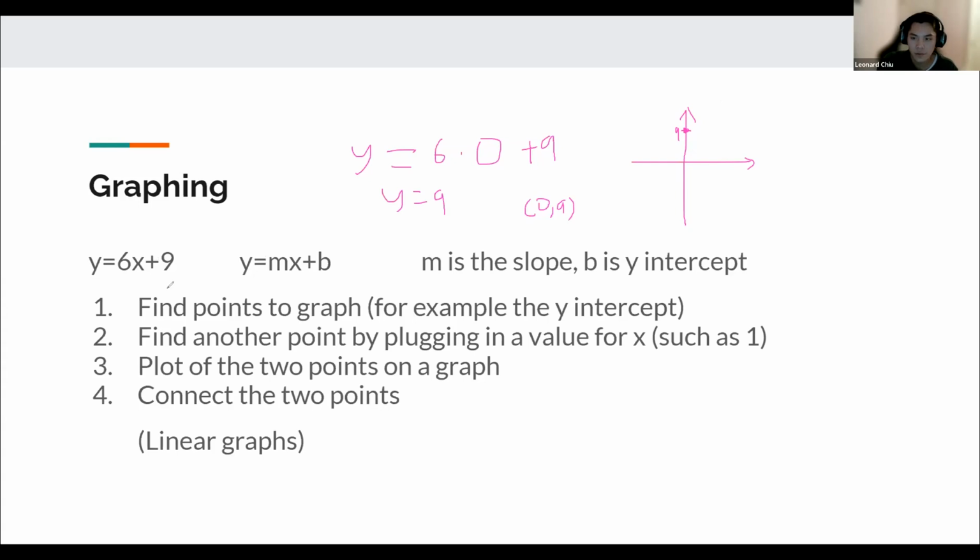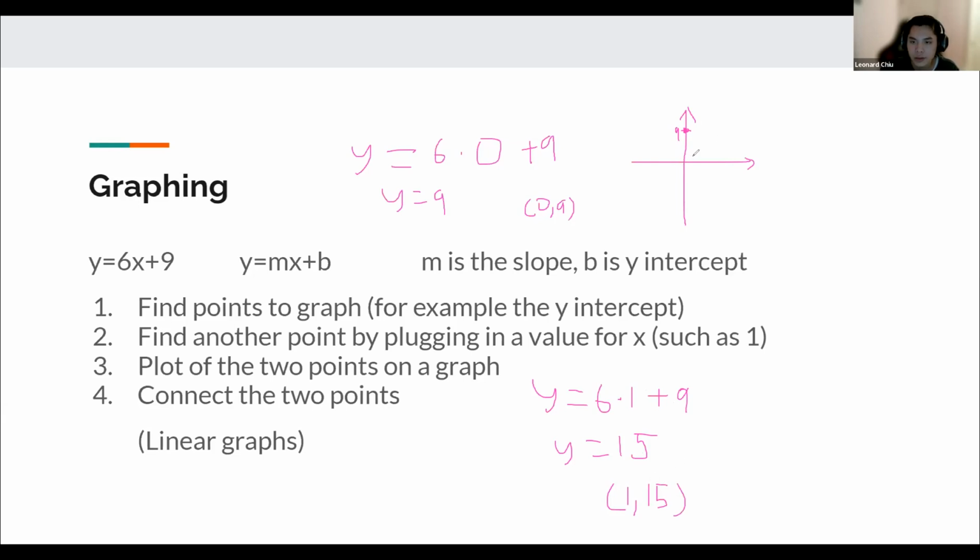So what do we do? We can assign another value to x, plug it into the equation, and derive another value for y. What I'm going to do is use 1. So y equals 6 times 1 plus 9. Now we solve it. 6 times 1 is 6. 6 plus 9 is 15. So the numbers are kind of big. That's because of the problem. So we know that another point is (1, 15) because when we plug 1 in, we get 15.